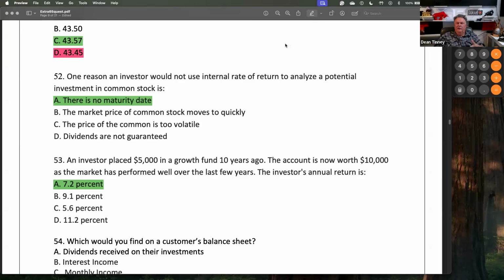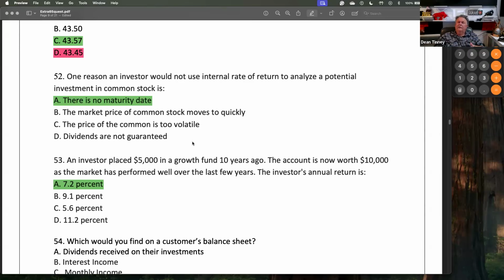Now, if the 10,000 was missing, I'm not going to ask you to do this, but please note that to calculate that present value, we need to know the present value of 5,000, the rate of return, the number of compounding periods, 10 years, and 7.2. That's the input.